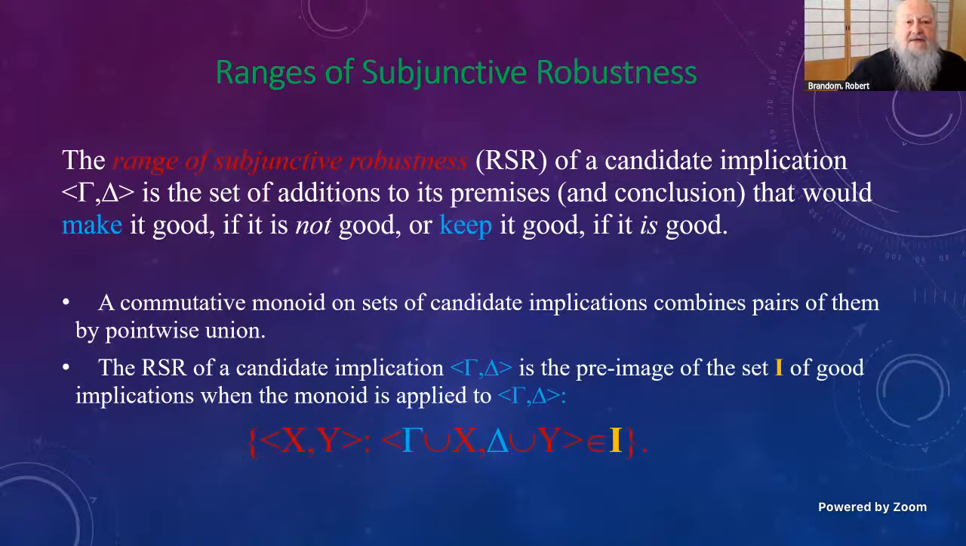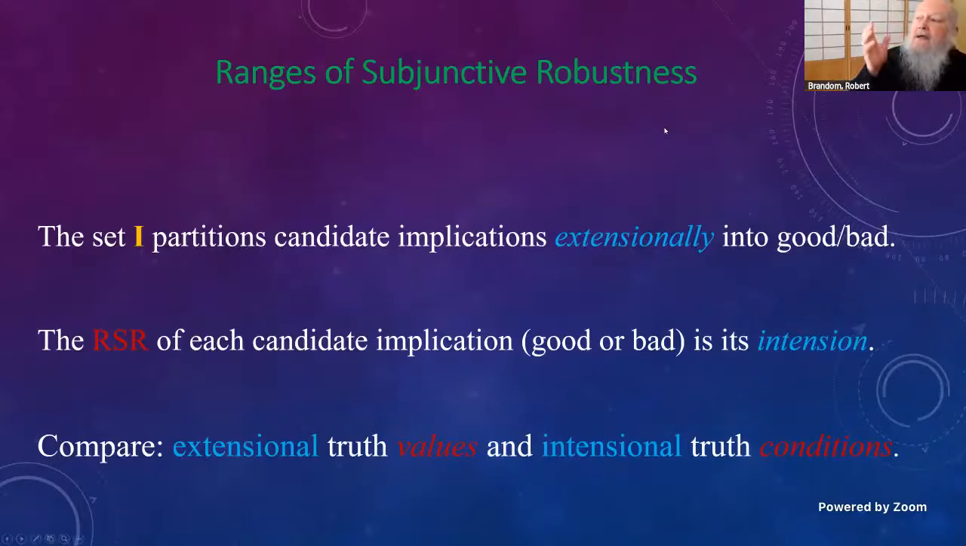Because we're working in a multi-succedent setting, we can fiddle with the conclusions as well as the premises. But to get the sense of it, just think about the premises. So we've already associated something like a truth value with the implications. That is, we've got candidate implications, a set of sentences as a premise set, and a set as a conclusion set. For any one of those, it has a value. It's either good or it's not good. It's either in the set I of distinguished good implications or it's not. That's like the truth value of a sentence, only for implications.